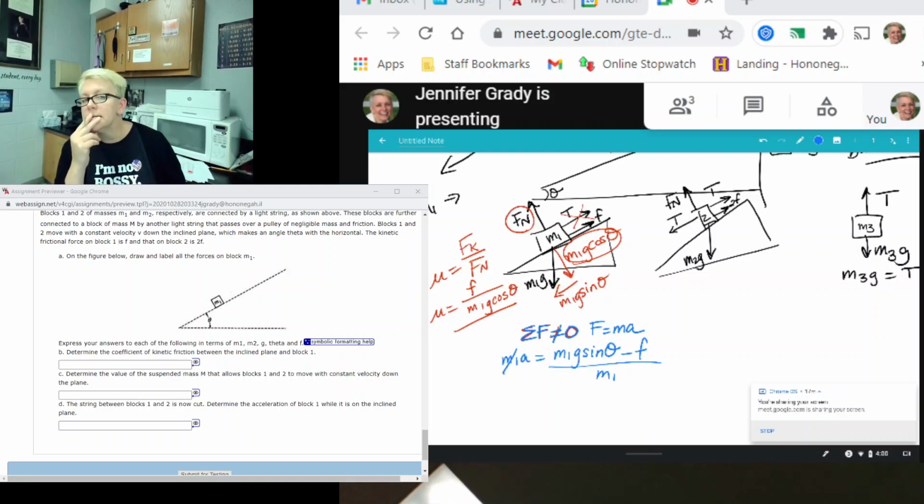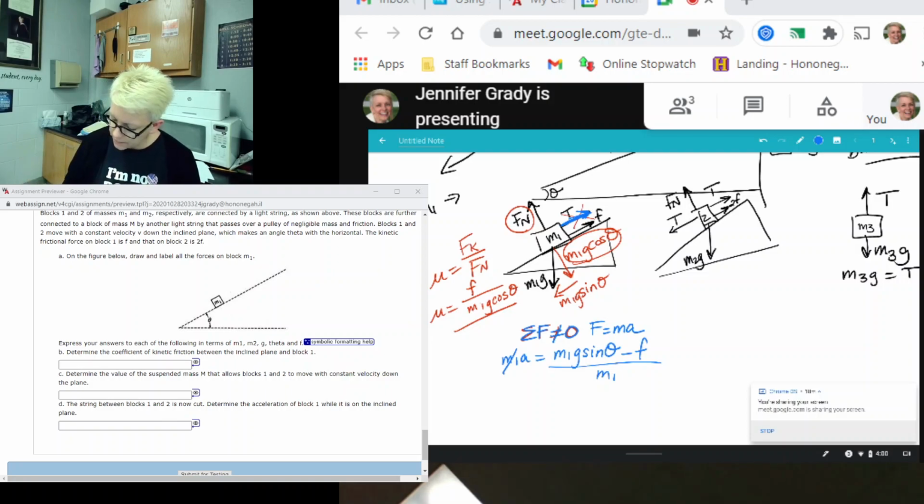So here we go. Let's remember we still have tension here. I only crossed it out for that last part of the problem, but now we're going to go back to moving down the hill at a constant velocity. This is our first example where we have 3 objects in motion here. So we are going to have to use all 3 of the free body diagrams.